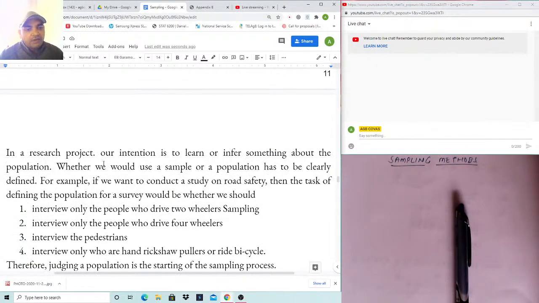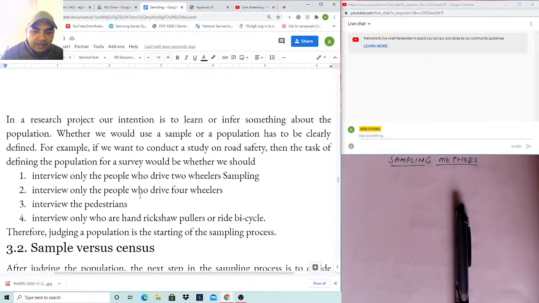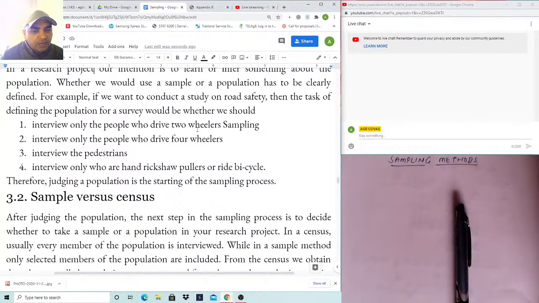So in a research project, our intention is to learn or infer something about the population. Whether we use a sample or a population has to be clearly defined first. For example, if we want to conduct a study on road safety, then the task of defining the population for the survey would be: we should interview only the people who drive two-wheelers. Okay. Interview only the people who drive four-wheelers. Then interview the pedestrians and interview only those who are hand rickshaw pullers or ride bicycles. So we have defined whom we should interview. Okay. So this is how we define our population.